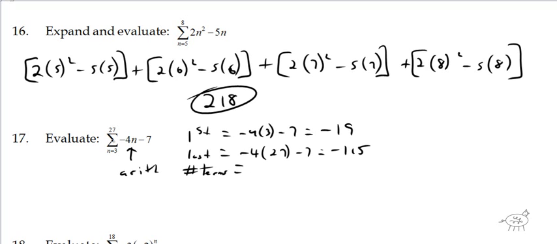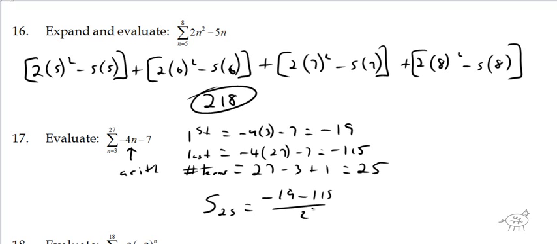And the number of terms, remember we talked about that? That's 27 minus 3 plus 1. So it's 27 minus 3 is 24, plus 1 is 25. Okay? And then I want to plug in my formula. So S sub 25 terms is equal to the first term plus the second, so negative 19 minus 115, over 2 times the number of terms. Okay, and that comes out to be negative 1675.